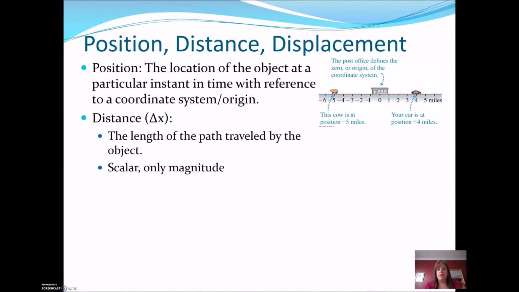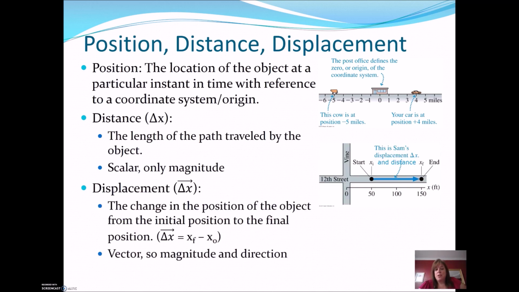That's different from displacement. Displacement, which of course is also a delta x, but we put this little arrow above, that symbolizes that it's a vector. And it is the change of the position of an object from the initial position to the final. Or if we calculate it, it's always final minus initial. So we look at our final position, and we subtract our initial position, and that gives us the displacement. Displacement is also a vector quantity, so you don't just give a magnitude, you also have to provide a direction.